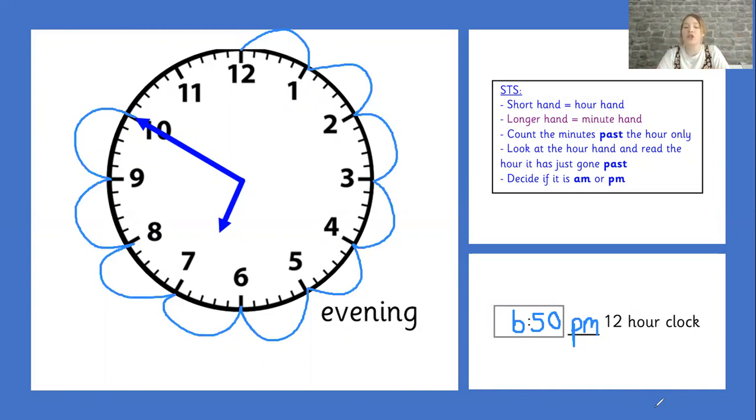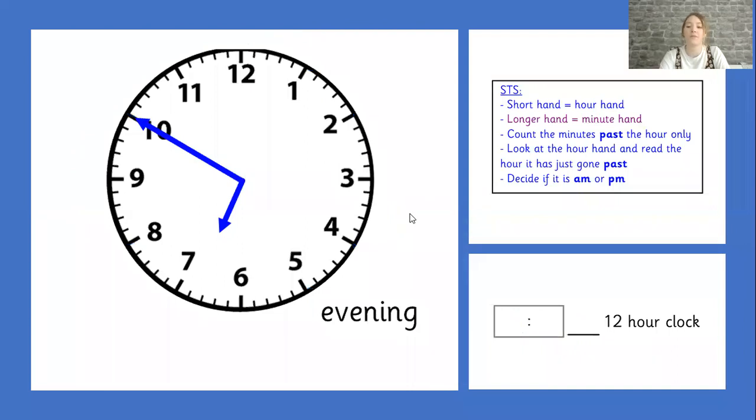And as you notice, on a 12-hour clock, there's not 4 digits, there's just 3. So there's just 3 here. If it was 12, there would be 4, but you don't need to put a 0 as a placeholder because it's not a 24-hour clock. Okay, let's erase our drawings and let's move on.